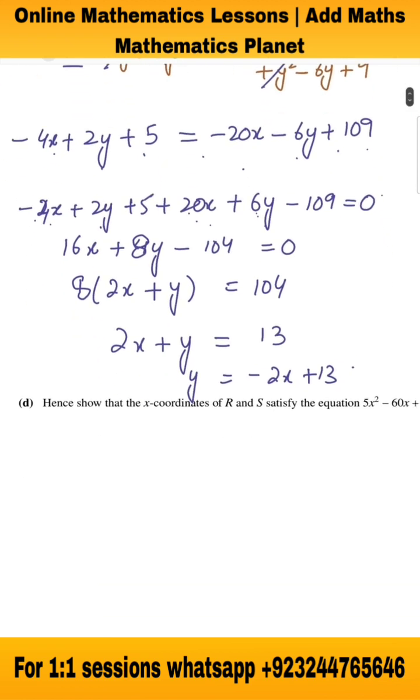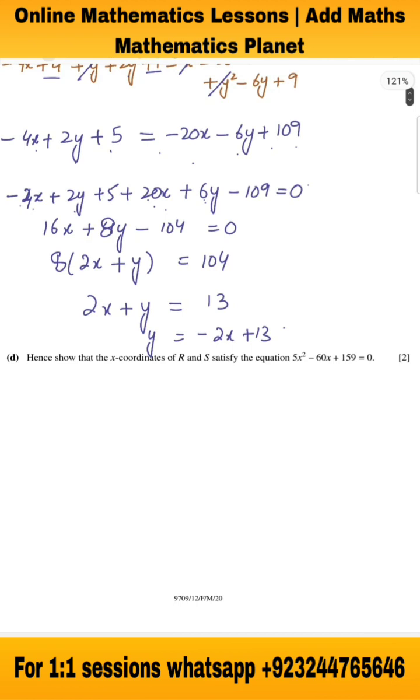Okay, so the next part is: show that the x coordinates of R and S satisfy this equation. So R and S are the intersection points. R and S are the points of intersection of the line.